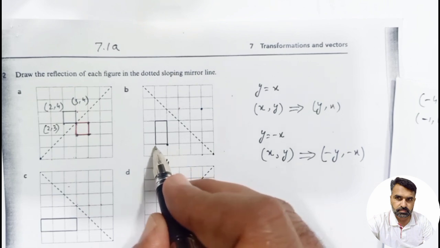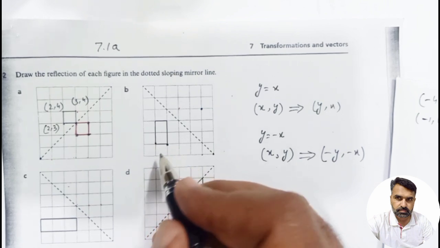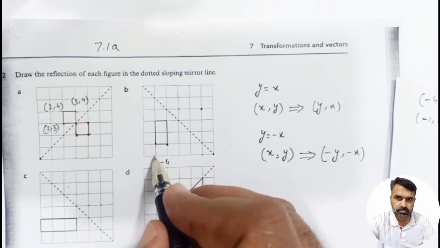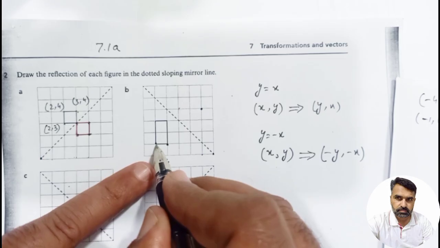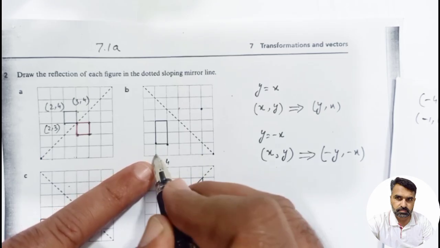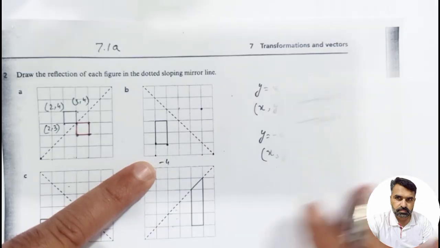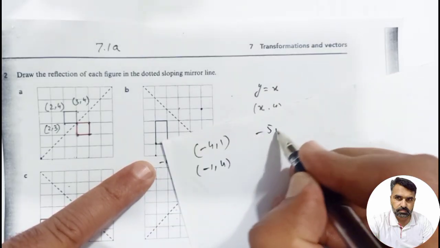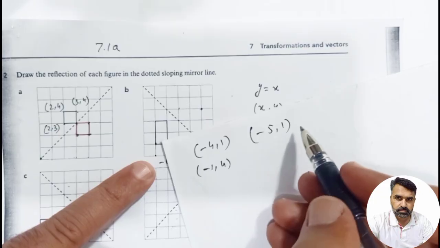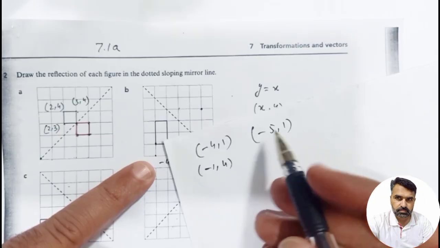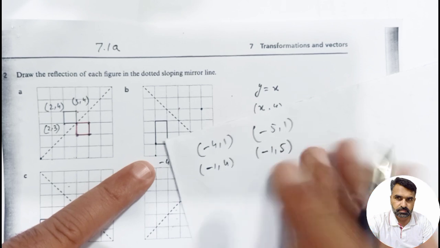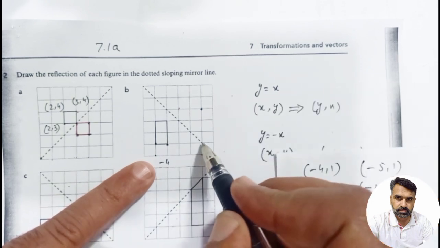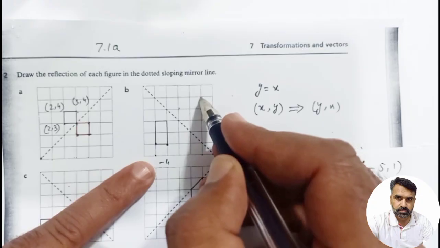Now students, look at this point. The coordinate of this point is minus 5 and 1, because it is above the x-axis. And when we change these coordinates according to the line, it will become minus 1 and 5. Now students, this is minus 1, 1, 2, 3, 4 and 5.